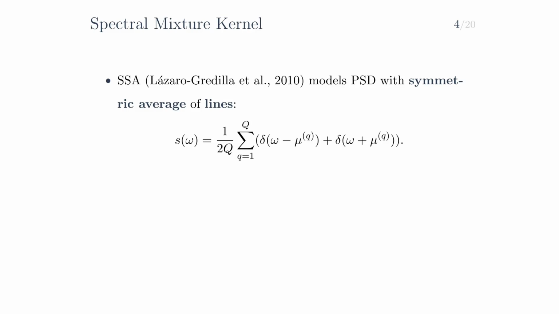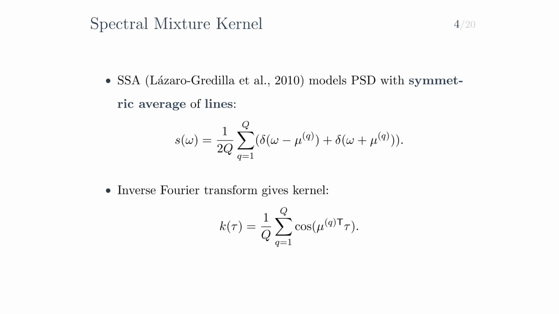The first such approach is the spectral mixture kernel, which is a generalization of the sparse spectrum approximation that we saw in topic 1. Recall that the sparse spectrum approximation models the PSD with a symmetric average of lines, where these lines are placed at μq and minus μq to obey symmetry of the PSD. If we then inverse Fourier transform the PSD, we get the kernel associated to the sparse spectrum approximation, which is of the following form.